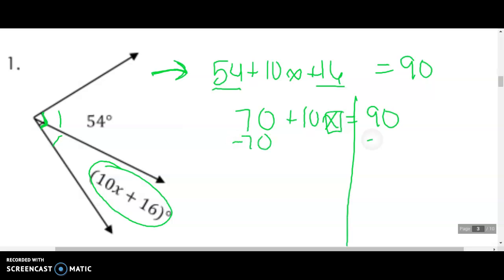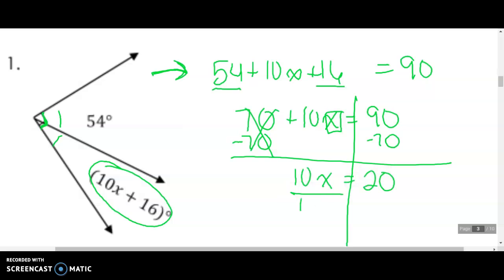We subtract 70 from both sides. And remember, we should do the subtraction of 70 first because addition and subtraction comes before multiplication and division if we're going in reverse order of operations. And we get 10x equals 20. And then the opposite of multiplication is division. And x equals 2. If I plug this in here, 10 times 2 is 20. 20 plus 16 is 36.